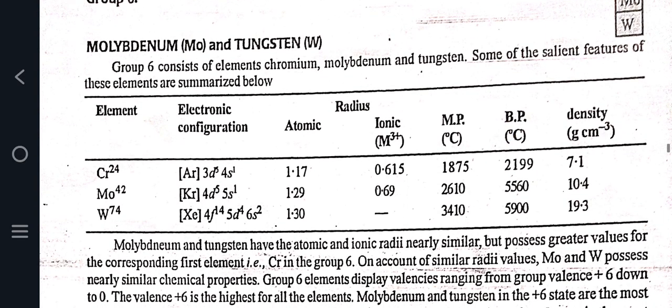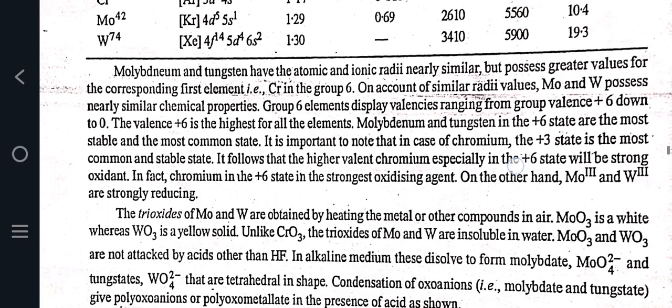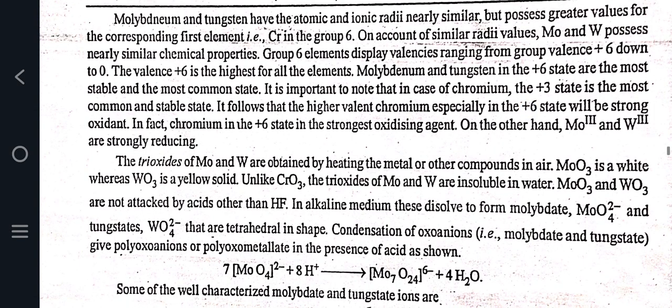Group 6, molybdenum and tungsten. Group 6 consists of the elements chromium, molybdenum and tungsten. Some of the salient features of these elements are summed up below. Molybdenum and tungsten have nearly similar atomic and ionic radii, but possess greater values than the corresponding first element, chromium, in group 6. On account of the similar radii values, Mo and W possess nearly similar chemical properties.